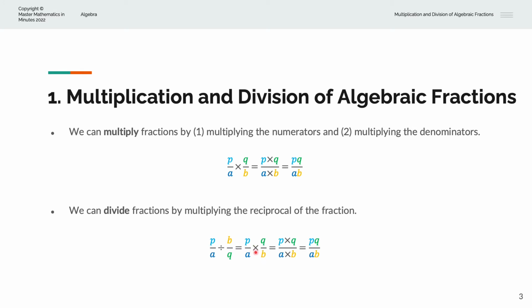And once we've done that, we're able to multiply these two fractions as usual. So to multiply the numerators, that becomes P multiplied by Q, and that becomes PQ, and the denominator becomes A multiplied by B, and it becomes AB. Let's take a look at a couple of examples now.